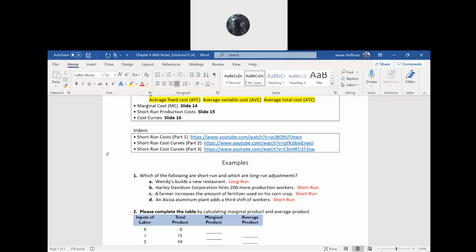A farmer increases the amount of fertilizer used on his corn crop. All right, so this one has to be clarified that the fertilizer change is just a labor change essentially, or this is what the interpretation is. Okay, so don't think of this as a plant. Think of this as just like more labor hours going around the crops and implementing fertilizer. So if you can qualify this as a labor change, then that's a short run change.